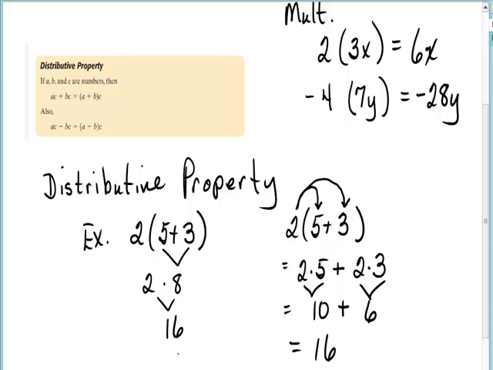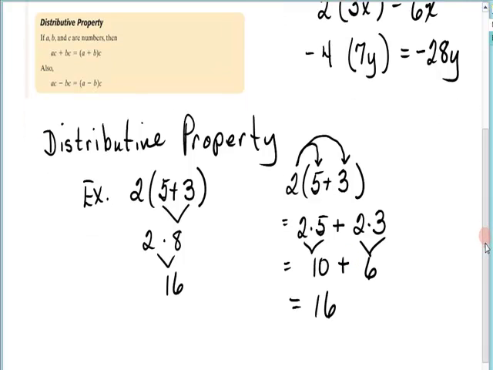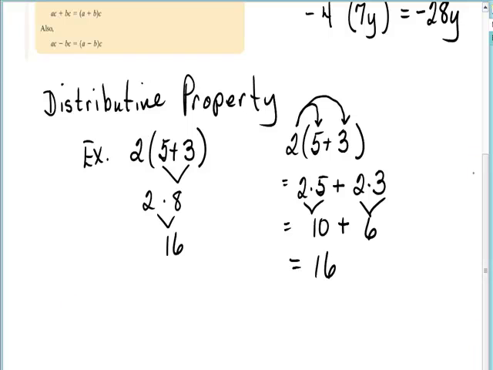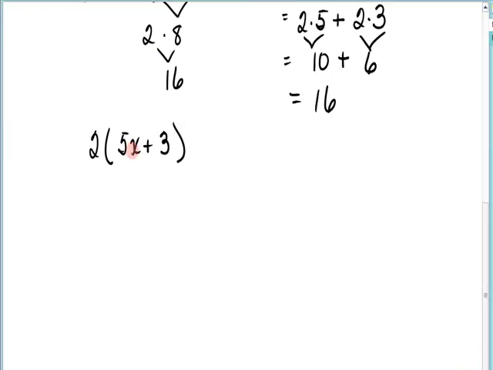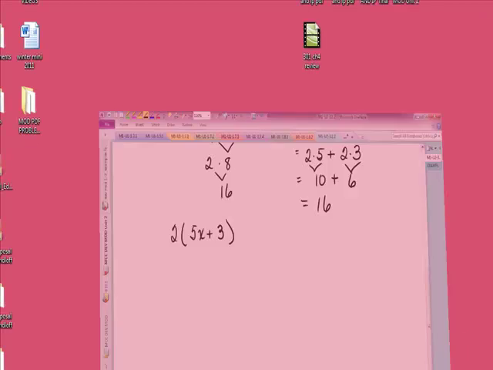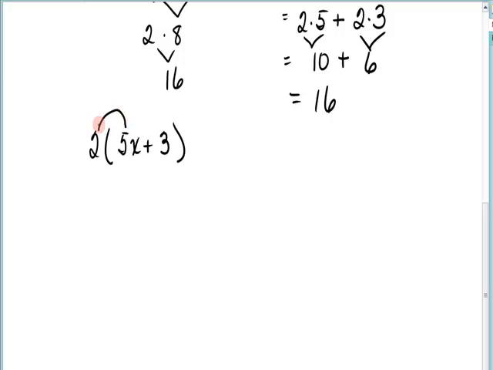Now, if you're sitting there thinking, well, this method with the distributive property is much lengthier than just doing what Aunt Sally said to do, why would I choose it? Well, you wouldn't in that case. But what if I had the following? What if I had 2 times 5x plus 3? Now, in this case, we can't do Aunt Sally's method because I can't add a 5x and a 3. They're not like terms. So am I stuck? Can I not get rid of those parentheses? No, I can. I can distribute.